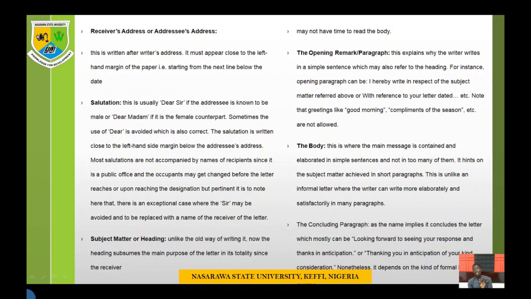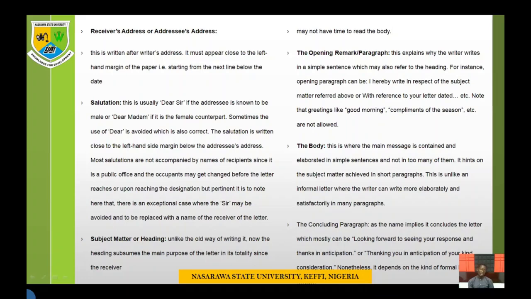L is the initial letter. You have to capitalize it. Then complaint has C as the initial letter. You have to also capitalize it. So if you don't know all these rules, just close your eyes and put everything in capital letters and don't underline. That is all. So with the opening remark, we have already mentioned if is written, "I hereby write in respect to this," or with reference to your letter dated this, especially when you are replying a letter being sent to you. These are called opening remarks or introductory paragraphs.